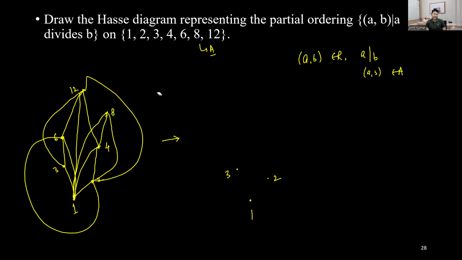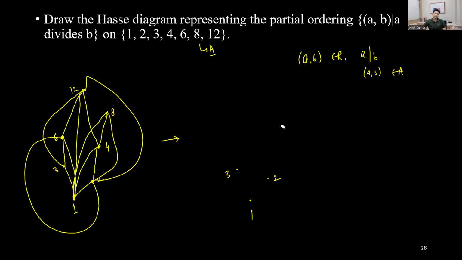Now step number three: we are supposed to remove all the transitive edges also. Whatever transitive edges are there, they should not be there in your diagram.